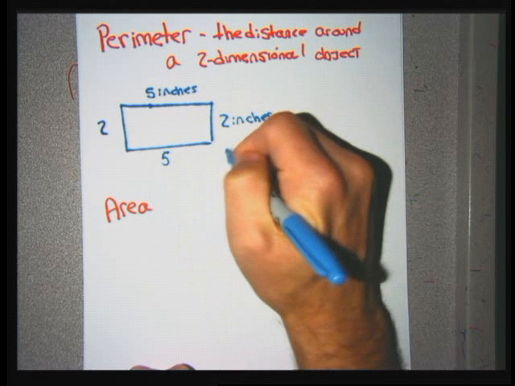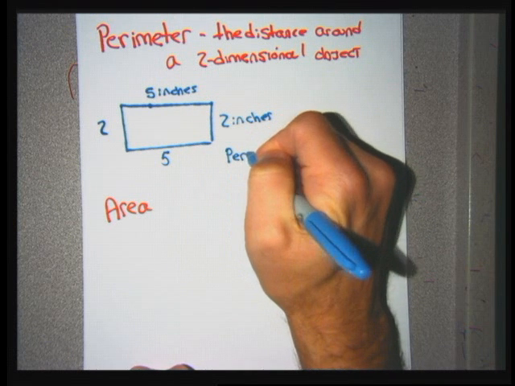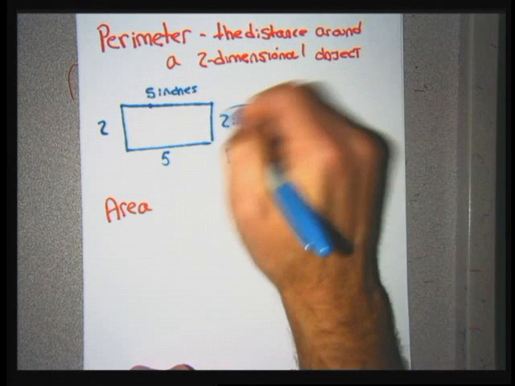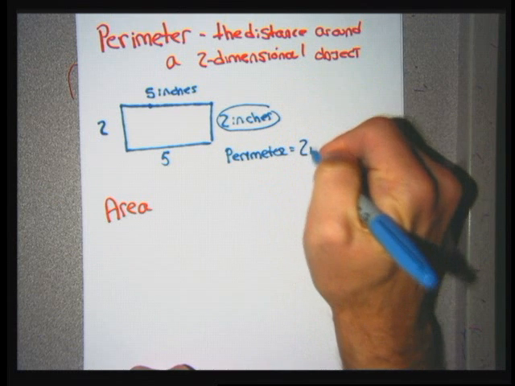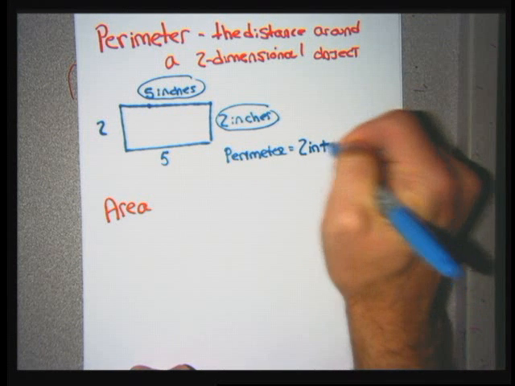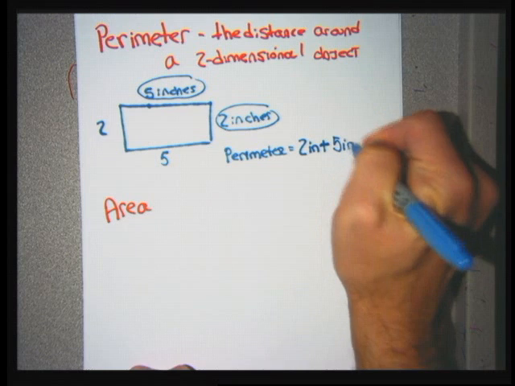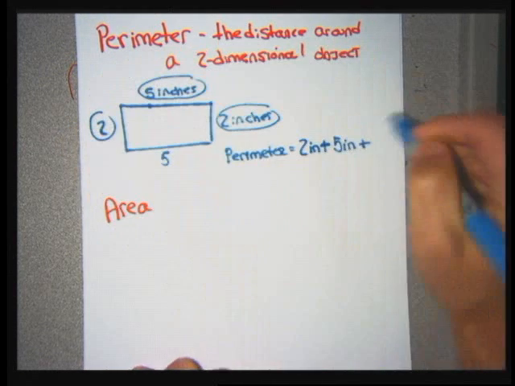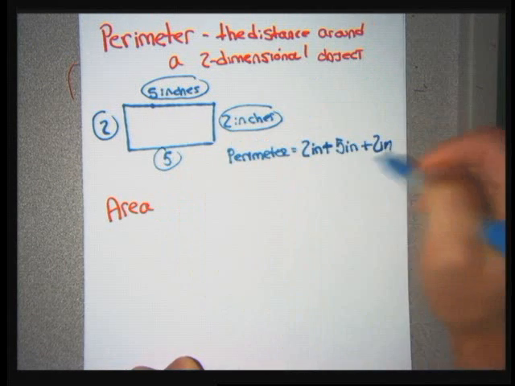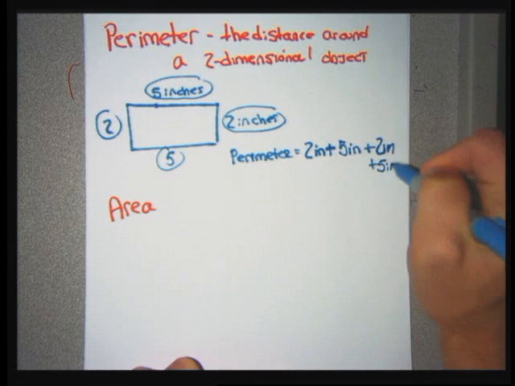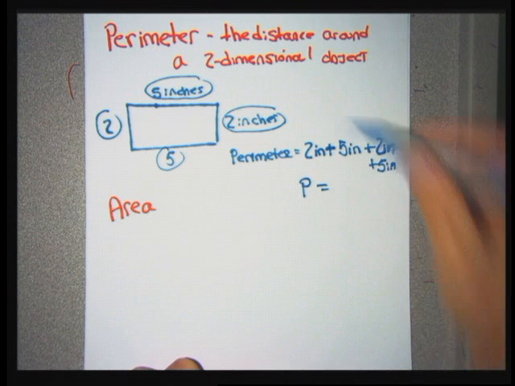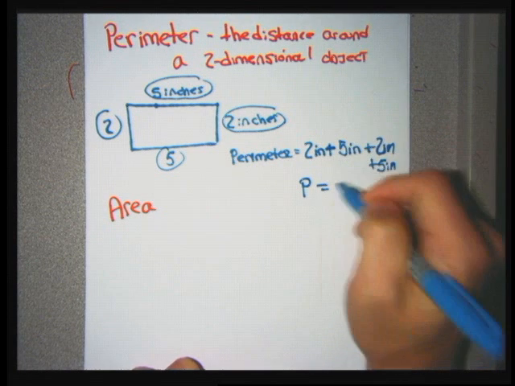The perimeter of this rectangle is just the sum of each of the sides. So this 2-inch side, let me abbreviate the inch, plus this 5-inch side, plus that 2-inch side, plus that 5-inch side. If I add up those 4 sides, I'm going to get the perimeter. P equals, P for perimeter. When I add these up, I get 2, 7, 9, 14.